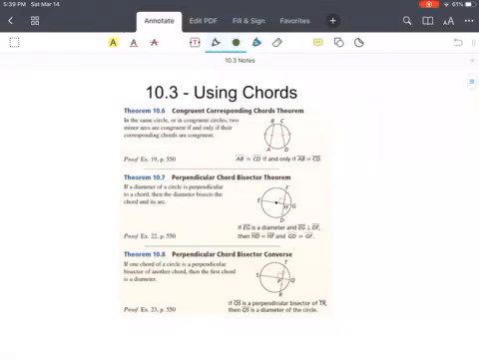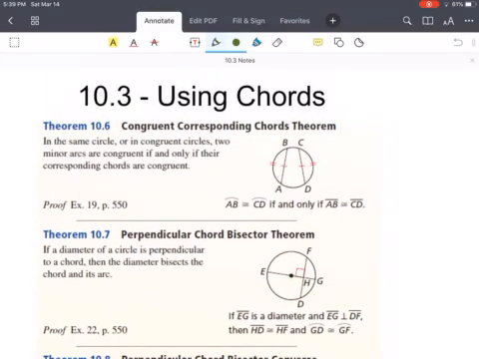All right, today we're going to talk about using chords within our circles and some different properties that those chords will have within our circles. The first one is looking at congruent corresponding chords. If you're talking about the exact same circle here, and we have two chords that are congruent, then the minor arcs that they cut off, so arc AB and arc CD, would also have to be congruent. So congruent chords equals congruent arcs within the same circle.